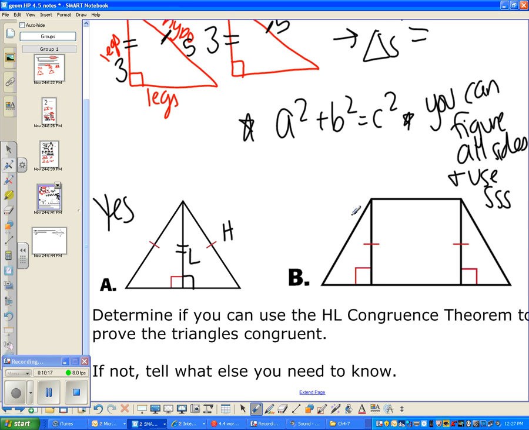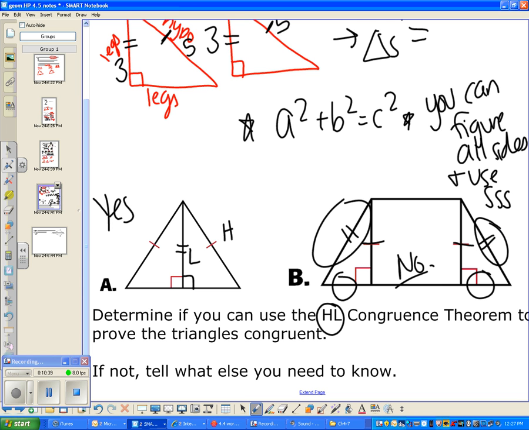This one, a lot of people think that they are congruent because they look like it, but we have a right angle, sweet. We have a side, sweet, but I don't know anything about the hypotenuse, and I don't know anything about this leg. They don't tell us, so no, this would not be congruent. I would need to know that the hypotenuses are congruent to each other in order to use HL.